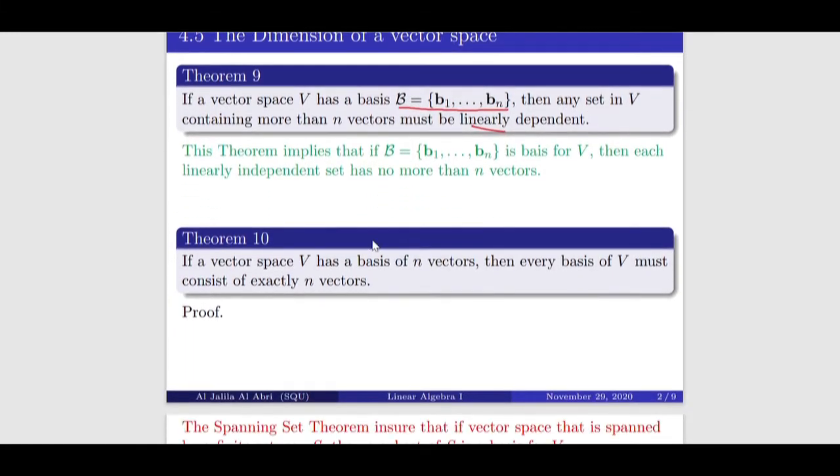نفس الحالة هنا عندي theorem 10. If a vector space V has a basis of n vectors, then every basis of V must consist of exactly n vectors. يعني إذا عندي vector space V أخذت منها basis والbasis فيها n vectors، إذا كل ما أخذ basis ثانية لازم تكون consist of exactly n vectors. كل basis موجودة inside الvector space راح تتكون من n vectors.